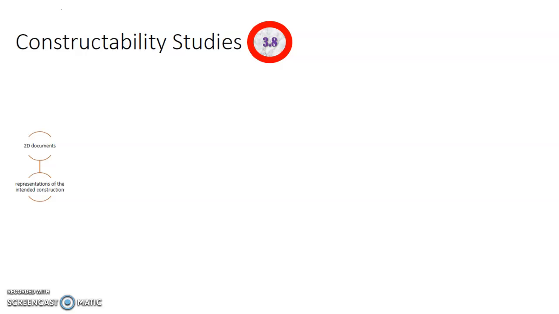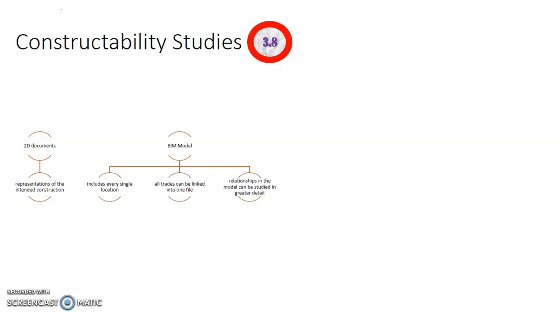VDC also allows the stakeholders to carry out constructability studies for the actual project. In the olden days, where we didn't have access to technologies, we tended to rely only on 2D documents to carry out the construction, and the 2D documents share the data in the sense of the representations of the intended construction. That is actually not very effective.